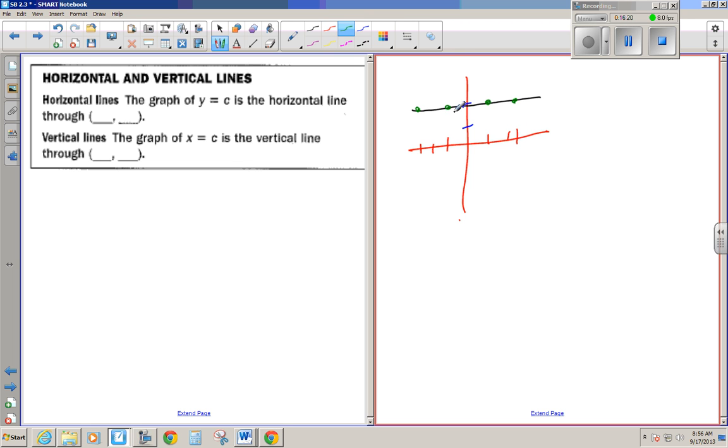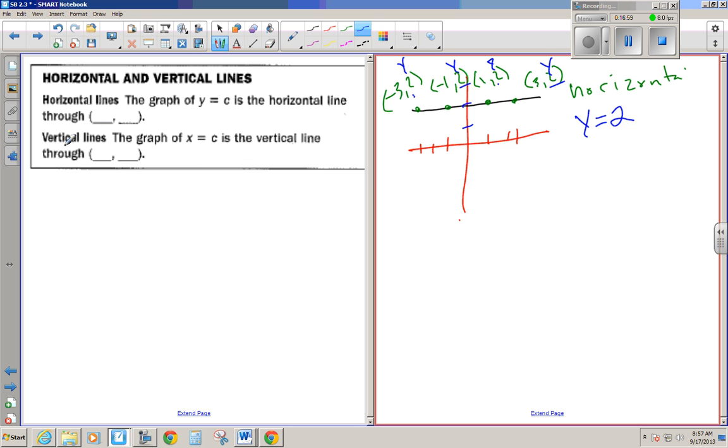Let's look at these points. This point here, (-1, 2). This point, (-3, 2). This point, (1, 2). This point, (3, 2). What do you see in common for this horizontal line? You should see that there is a 2, 2, 2, 2 in the y. Therefore, the equation is y equals 2. It doesn't matter what x is. Y is always 2.